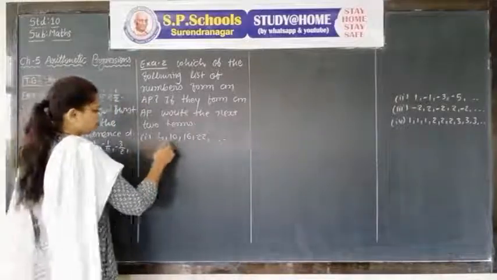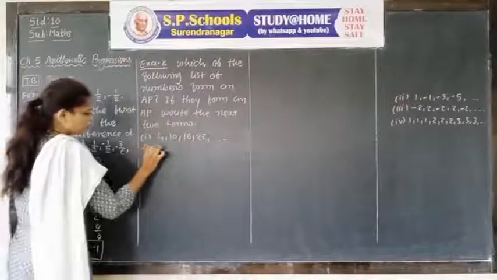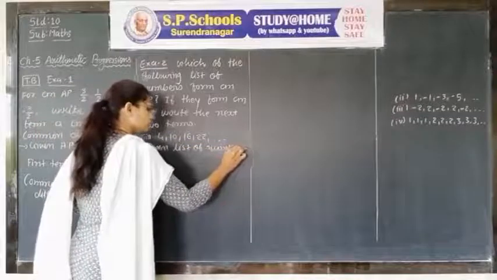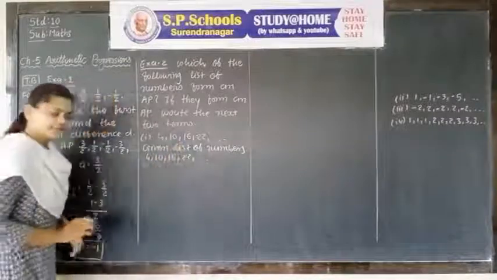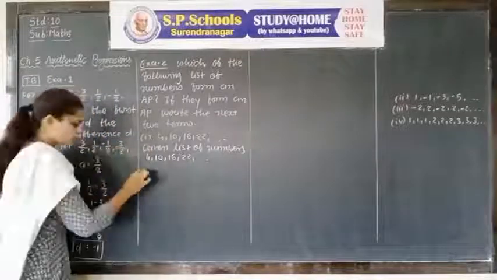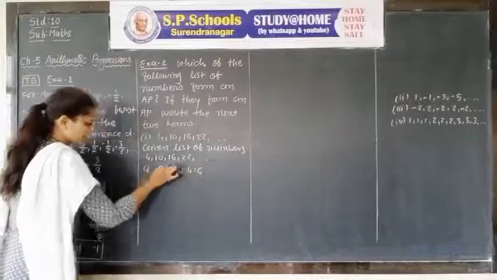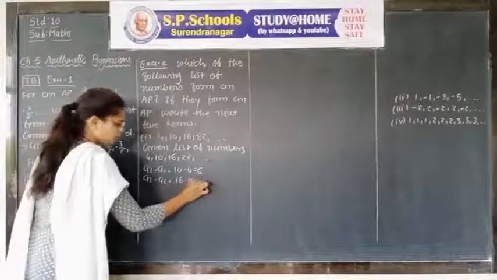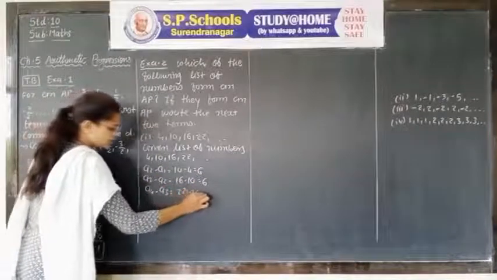The first is 4, 10, 16, 22. It is a list of numbers. Given list of numbers: 4, 10, 16, 22 up to infinity. It is not yet known to be an AP. We have to subtract two consecutive terms. A2 minus A1, 10 minus 4 is equal to 6. A3 minus A2, 16 minus 10 is equal to 6. A4 minus A3 is equal to 22 minus 16 is equal to 6.